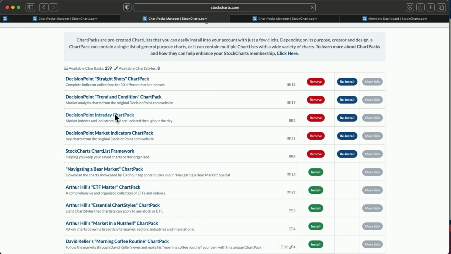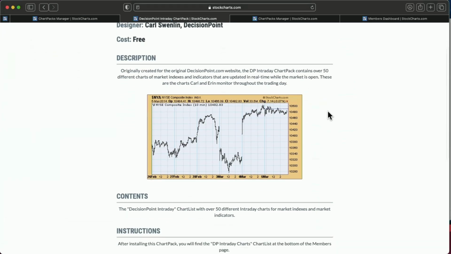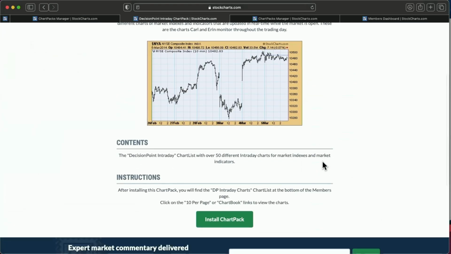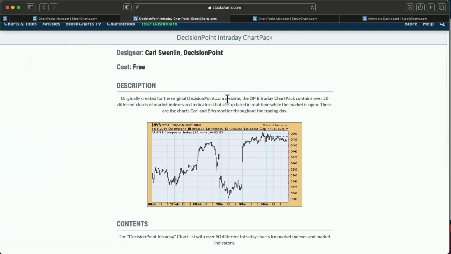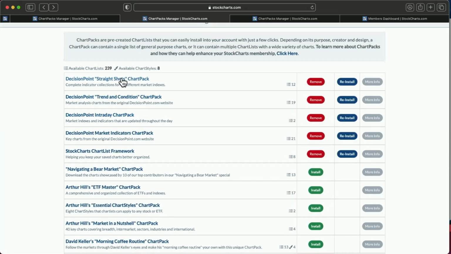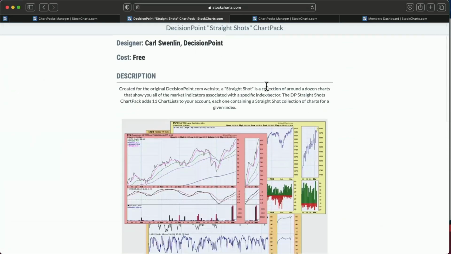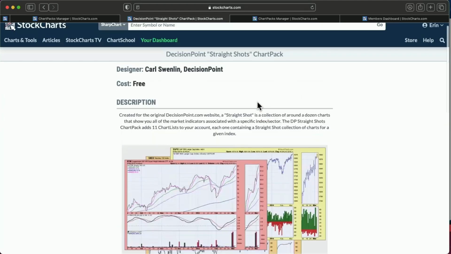So the intraday chart pack is one that I use fairly frequently. It's really set up so that you have all of the intraday charts for pretty much all of the market indexes and sectors. And it's very easy to download, and then you can just click through all those intraday charts, and that works out pretty well. These others, the straight shots, like I said, this particular chart pack is going to allow you to pick an index and then get a straight shot, go right through and see all of the important indicators for that particular index. So I think that this one is very important.